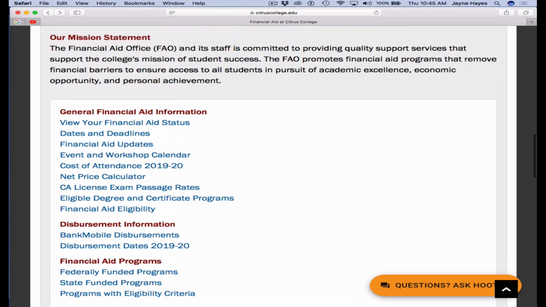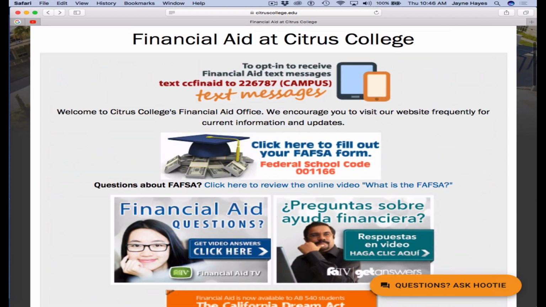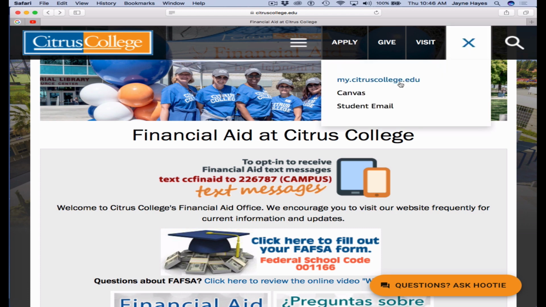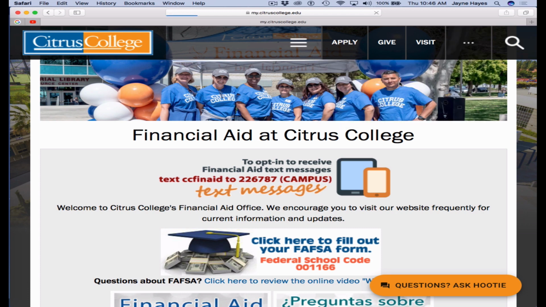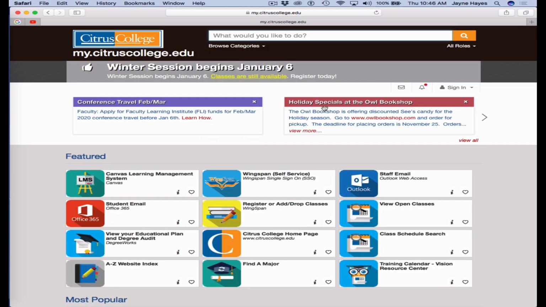So once we receive your FAFSA application into the system, you will receive an email notification letting you know, hey, we received your FAFSA application. Please log in to your Wingspan account for Citrus College, and also check to see any outstanding requirements that you're going to need in order to complete your financial aid file. Okay, because we cannot award you unless you've completed your financial aid file and everything's submitted and in process.